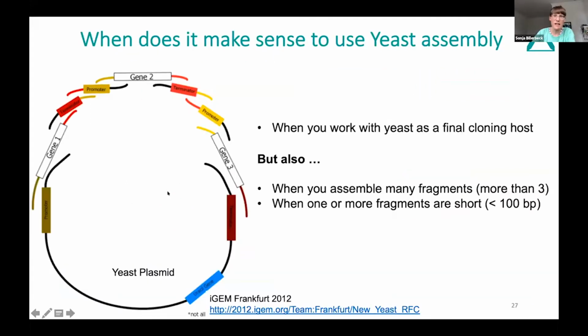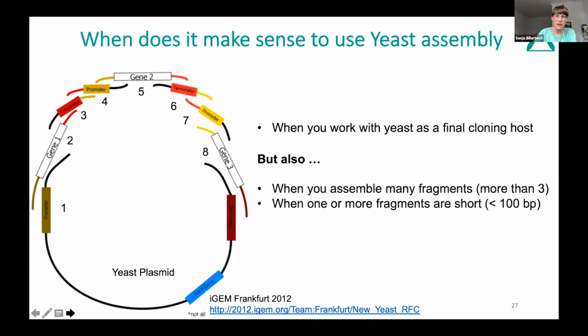So when does it actually make sense to use yeast assembly over Gibson assembly? First of all, when you work with yeast as your final cloning host, of course yeast assembly should be your go-to cloning method, because eventually you anyway want to have your plasmid in yeast, and it doesn't make a lot of sense to go via Gibson assembly. But even if you work, for example, with E. coli, there are certain instances when it makes sense to consider yeast assembly as the method of choice.